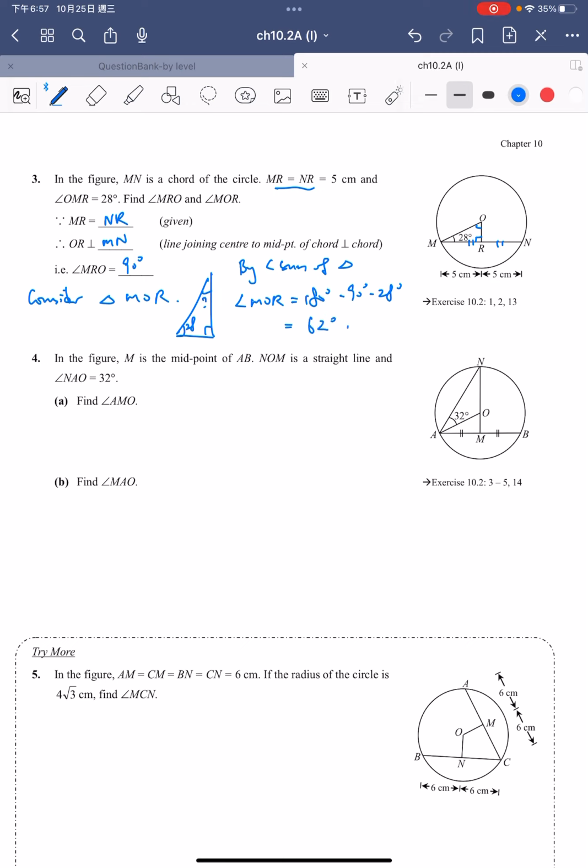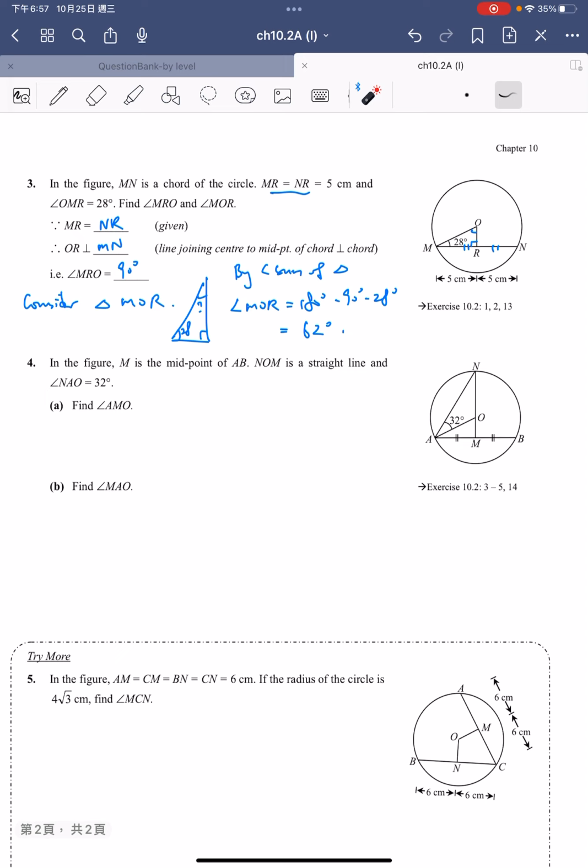In question 4, we have M as the midpoint of AB. Midpoint means that AM is equal to MB. Now we have NOM, which is a straight line, and the angle NAO is 30 degrees. First of all, we need to find the angle ANO. It's very obvious it's a right angle, because we have AM equal to MB, by using M is the midpoint. So now we can say the line AB is perpendicular to NM.